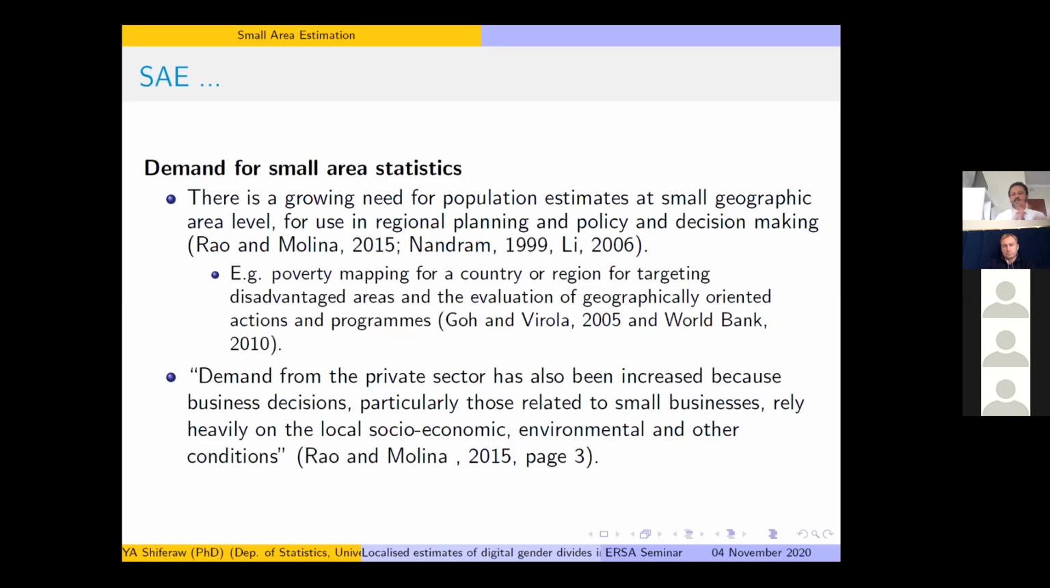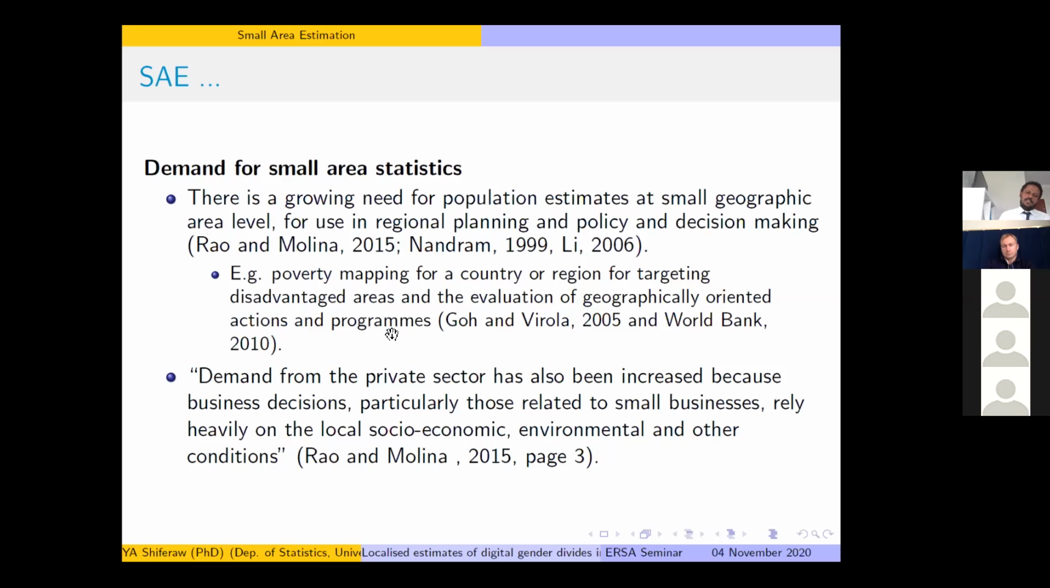There is a global demand for small area estimates at the local area level. There's a growing need for population estimates at the small geographical area level for use in regional planning, policy and decision making. For example, poverty mapping for a country or region for targeting disadvantaged areas and the evaluation of geographically oriented actions and programs.